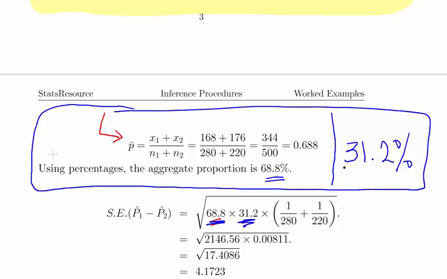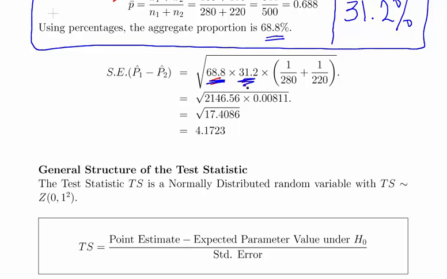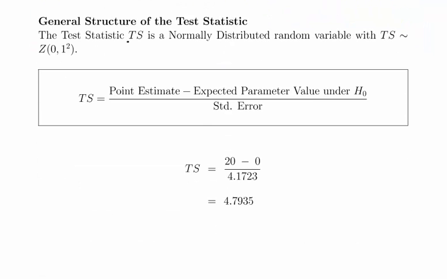So 68.8 times 31.2 times 1 over 280 plus 1 over 220. I'm just going to break those up into two calculations there. 68.8 times 31.2 gives us 2,146.56. And 1 over 280 plus 1 over 220, there we go, 0.00811. Working that out, we should get about 17.408. Okay. And when we get the square root of that, 4.1723. And our test statistic is denoted TS.